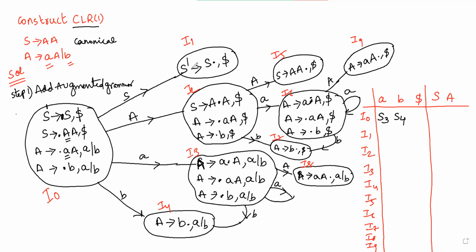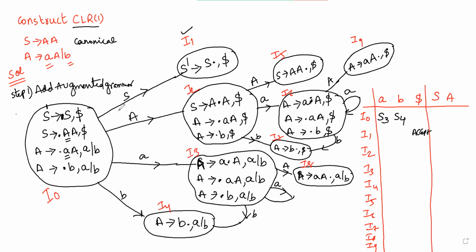Now for I1, remember this grammar is called the augmented grammar. S dash tends to dot S is called the augmented grammar. Whenever the augmented grammar appears in I1, remember this is called dollar. So the augmented grammar came in the I1 production, then you write accept in place of dollar.